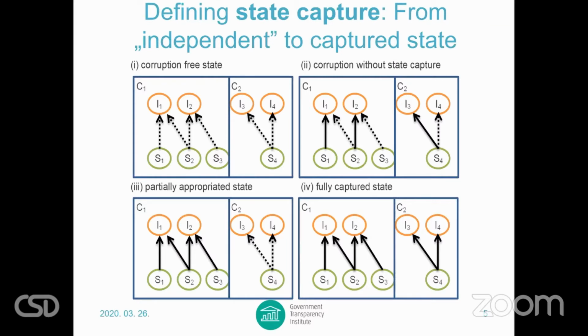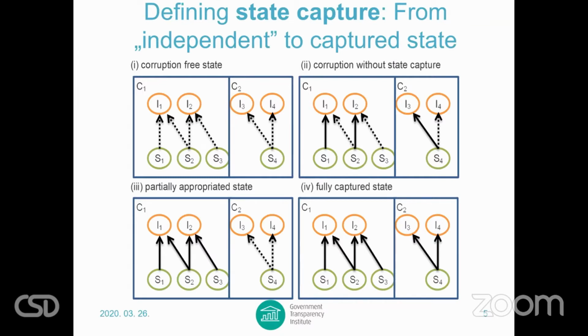So top left is a corruption-free state. You have the issuers or buyers on the top circles, suppliers or vendors, the green circles. The arrows between them are the contracts, and if it's dashed, it's clean. If it's continuous, then it's corrupt. So we have two clusters of contracting relationships. You could think of them as two regions or two sectors. And the point is that the relationships are clean. So we have a corruption-free state.